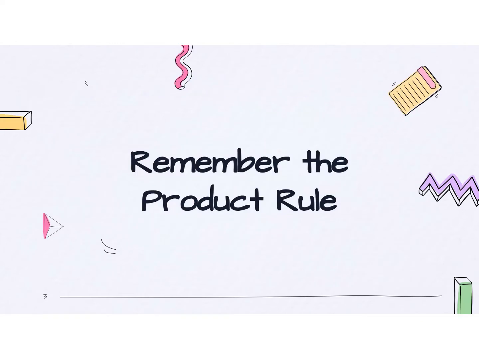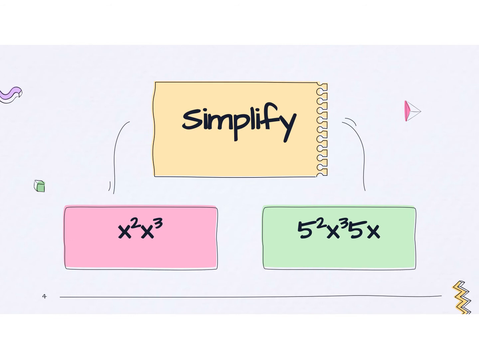Do you remember the product rule? Way long ago in a time far, far away back last week. We're going to do a little warm-up. All right, starting out a little bit simple. Simplify. Remember, you keep the base and you add the exponents. So the base is x. You're going to add the exponents 2 plus 3. That's going to be x to the power of 5.